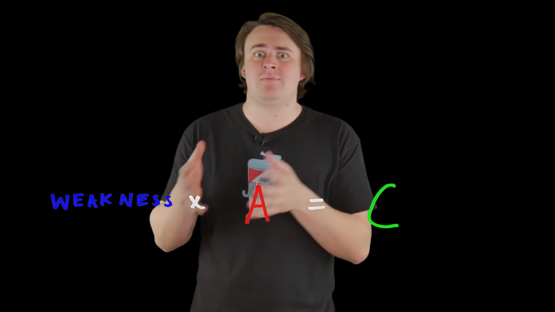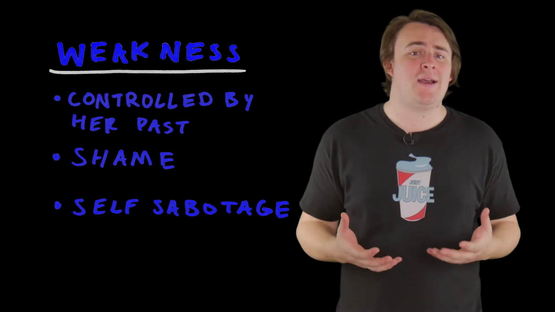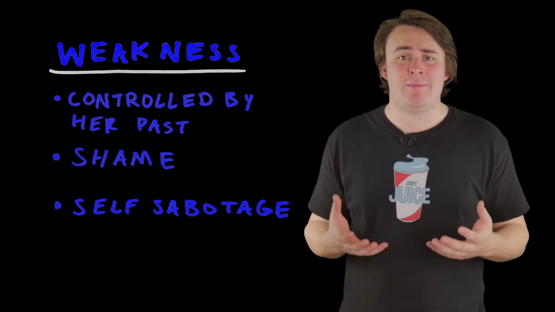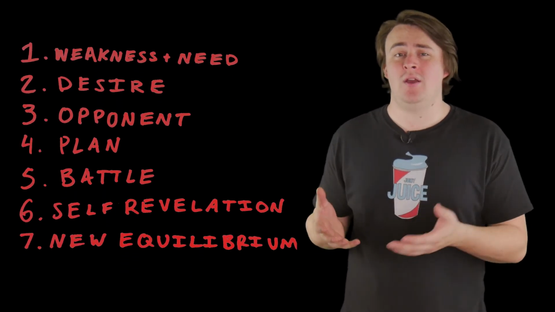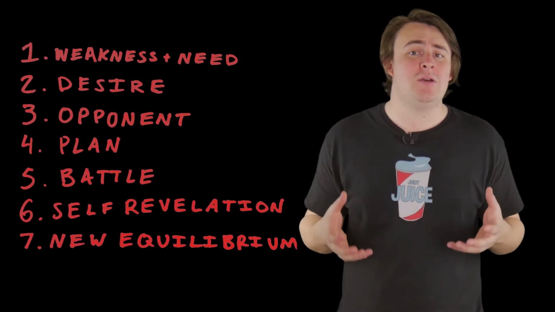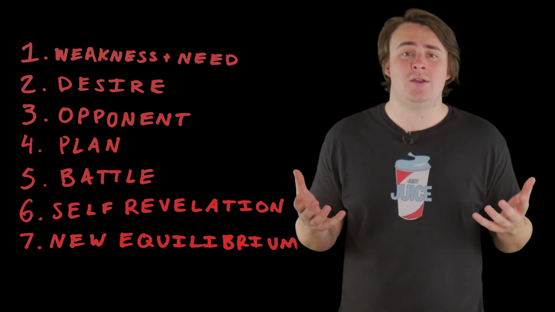So now in the formula for character change, W times A equals C, or weakness times action equals change, we have the weakness, controlled by her past, shame, and self-sabotage. Then in the case for character structure within a story, we have the foundation that we can build upon that also stays true to what the Cloverfield series is about. We found the central element. We found what pumps blood into the series and what will bring life into our new film.